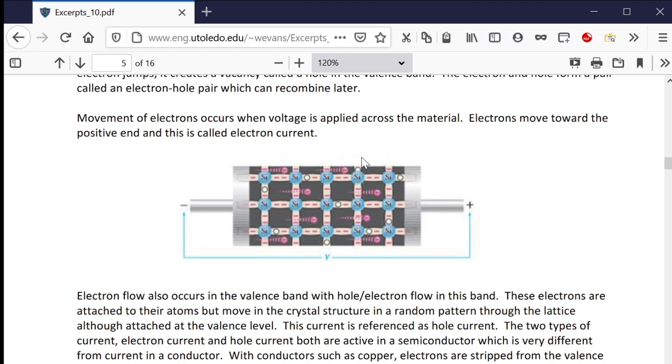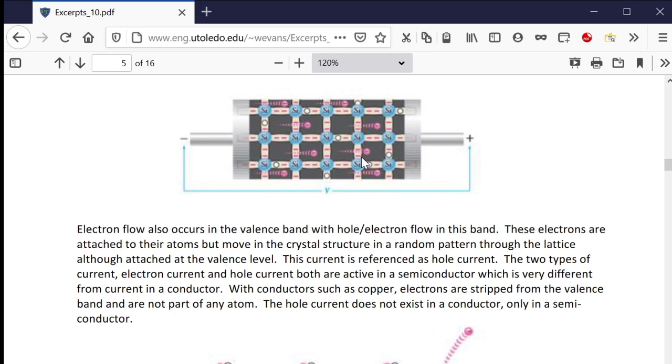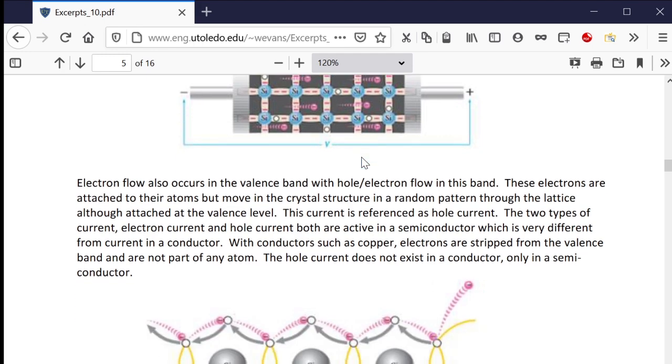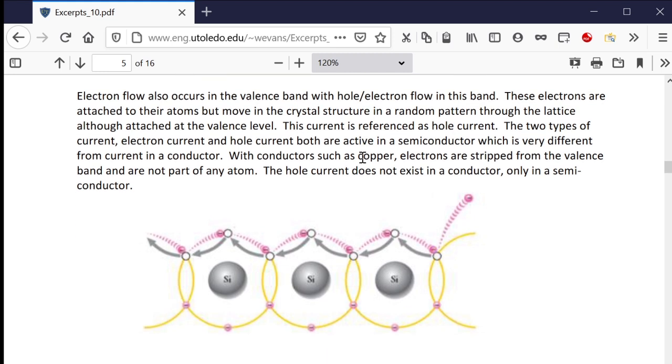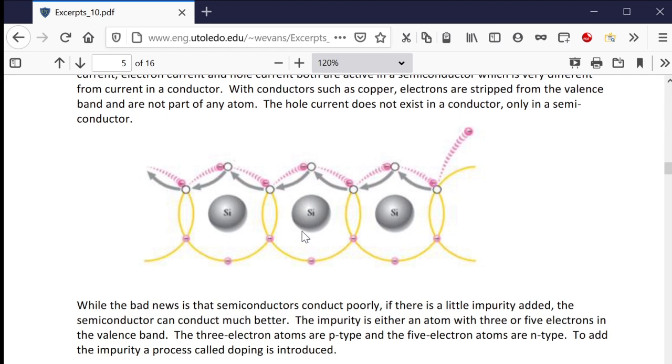Movement of electrons occurs when voltage is applied across the material. Electrons move toward the positive end, and this is called electron current. Again, this is the opposite of Ben Franklin current, which is what we typically call the flow. We draw the arrow from plus to minus, and the actual flow of electrons is from minus to plus. So in silicon, they can actually move from one atom to the other.